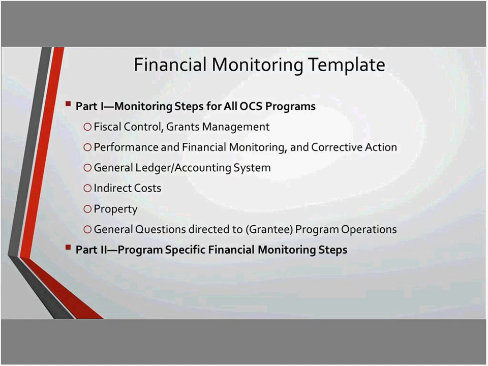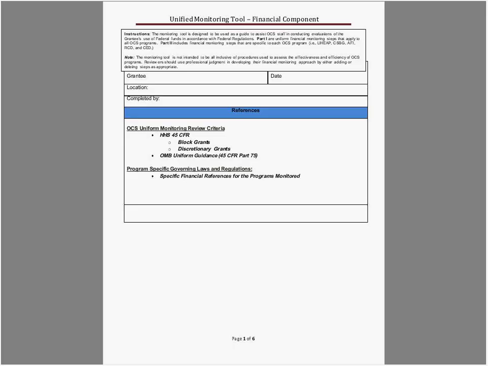And it's broken down into two parts. One is based on the overall uniform financial monitoring steps that apply to the CSBG program, and part two includes the financial monitoring steps related to cross-cutting programs within how the funds are being used for the CSBG program. So why don't we pull up the tool at this point? Okay.